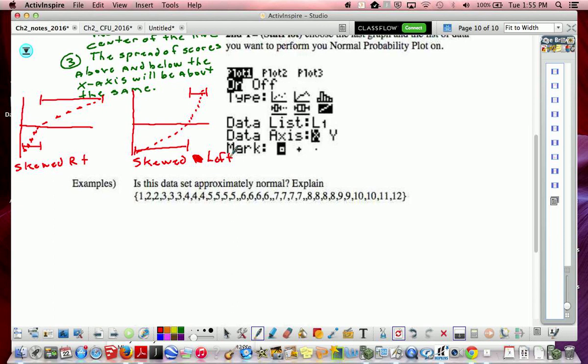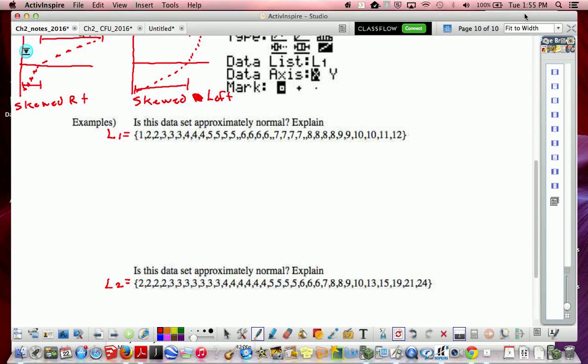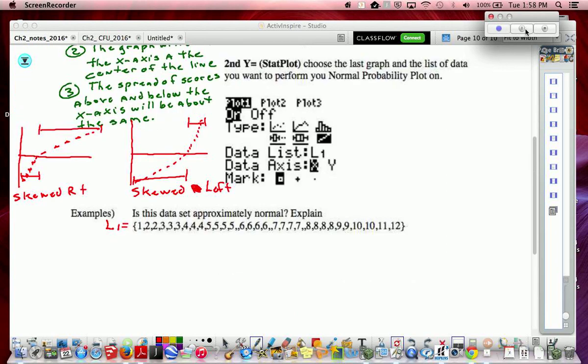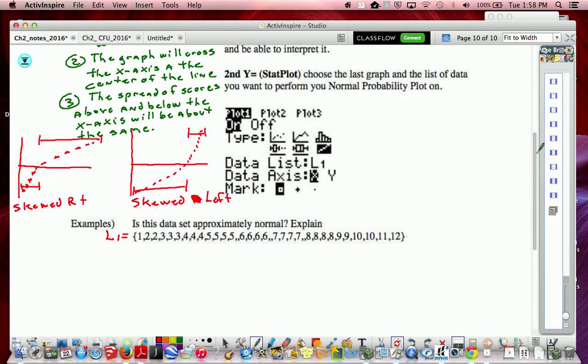So what I'd like you to do right now is take out your calculator, enter this first example in list 1, and this second example in list 2. I'm going to give you a couple minutes to do that. I'm just going to pause the video here for a second. Alright, so hopefully you have all your data in your calculator.